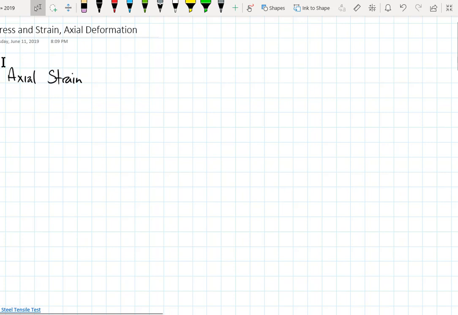And axial is going to be the same definition. It's going to be that there's a force applied along some kind of longitudinal axis of the part that we're dealing with. Strain is a new thing. And we're going to say that strain is the severity of deformation. And that just means that something has deformed, it's changed shape. And since we're talking about axial strain, the deformation is a change in length. So it either got longer if we pulled on it, or it got shorter if we pushed on it. So in our case, the deformation is a change in length.